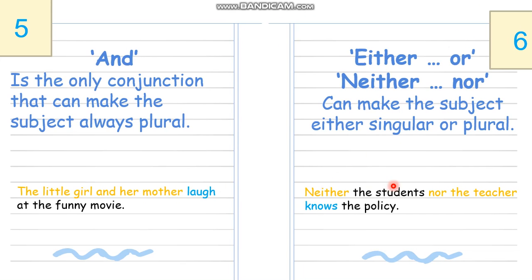Example, neither the students nor the teacher knows the policy. So here we have the students, then nor, and then another subject which is the teacher. Even if the first subject, or the subject that is before nor, is plural, we should look at the subject that is directly before the verb. So here we have the teacher. Okay, the teacher is singular or plural? Of course it's singular, that's why we should add s to the verb.